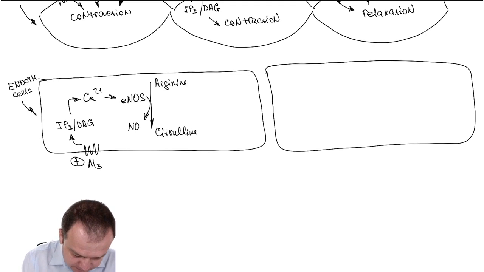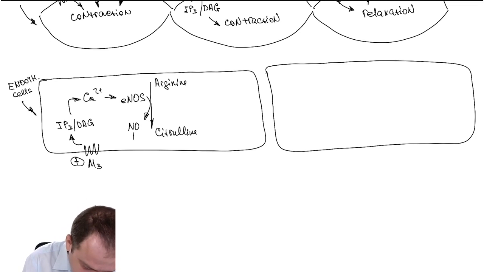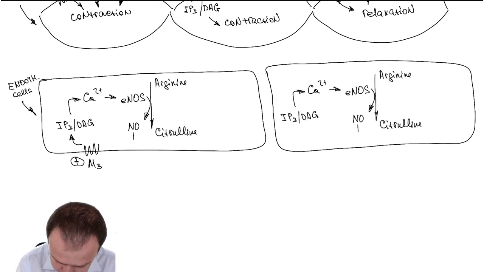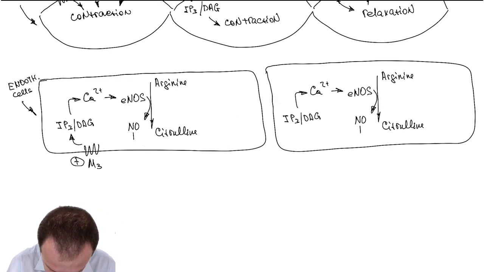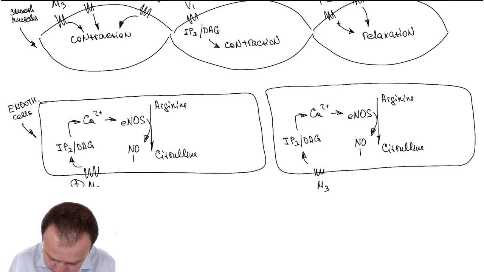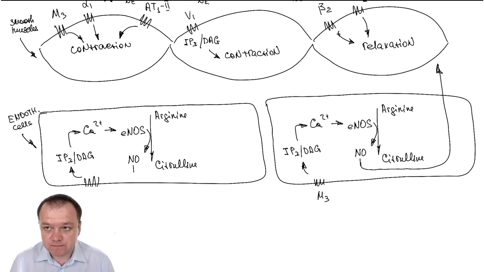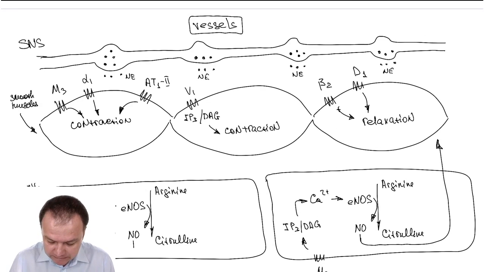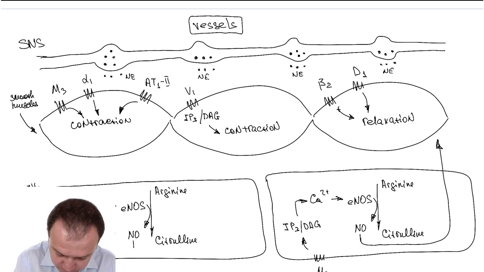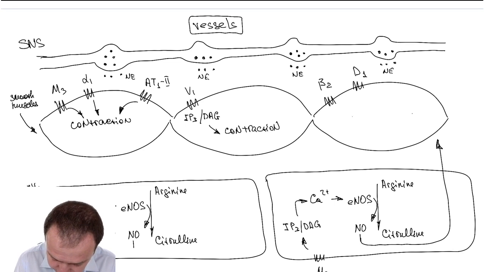And this nitric oxide molecule, let's say the same pathway happens in another cell, right? Endothelial cells, as we have M3 receptors. So this nitric oxide molecule diffuses from endothelial cells into the smooth muscle cells. And what happens in smooth muscle cells?